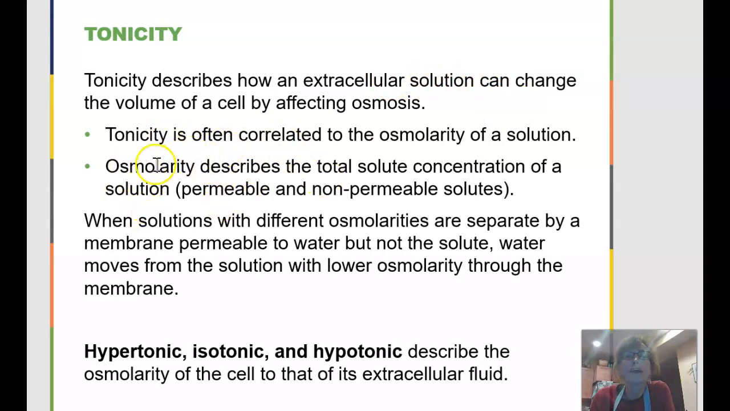In other words, how filled up that cell is, how much water is able to come into that cell. So tonicity is related to something called osmolarity. And osmolarity refers to the total solute concentration of a solution.